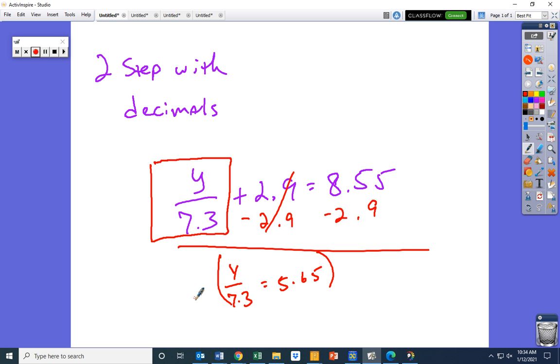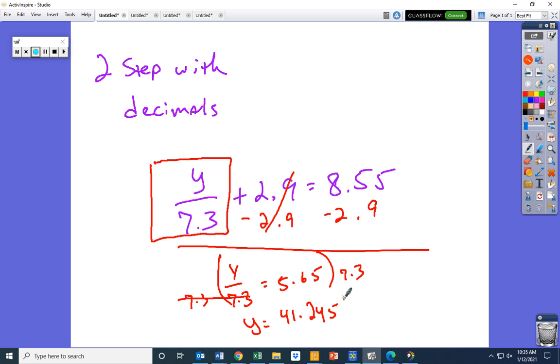So we're going to put parentheses around this. And what are we going to multiply each side by? 7.3. Okay, what happens to these two? They cancel. So what's 5.65 times 7.3? 0.45. Really? I think that's right. 41.245. Okay. I think you just had a decimal in the wrong place. But does that make sense how we solve that? It's really not that difficult, is it?